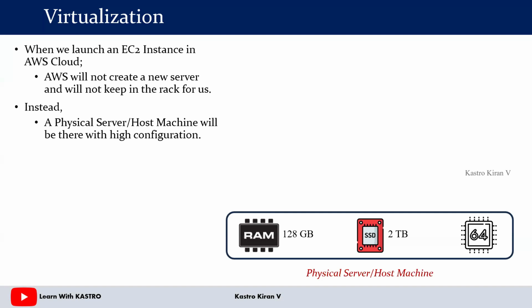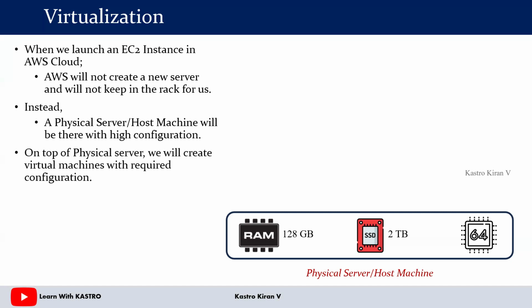Now, on top of the physical server, whenever you create or launch an EC2 instance, we are going to launch the EC2 instances on top of this host machine only. Let's say you are going to launch one EC2 instance, which is called VM1, virtual machine 1. What is the configuration of the host machine? 128 GB. What is the hard disk? 2 TB. Like that, you have different configurations.